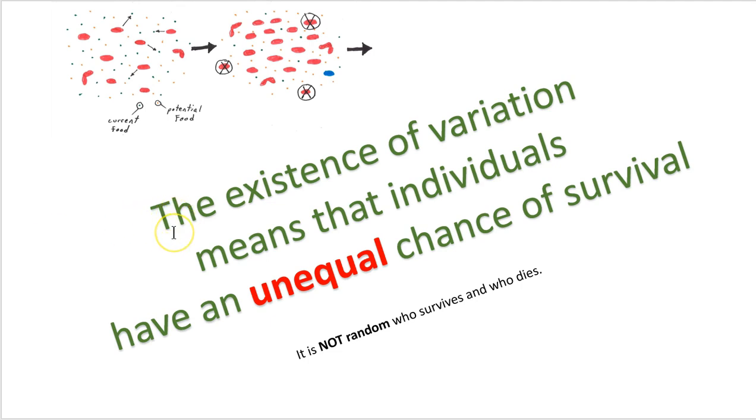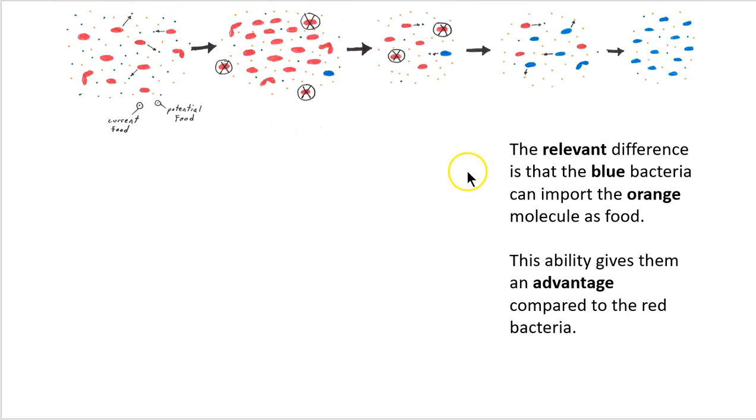So the existence of variation means that individuals have an unequal chance of survival. It's not random who survives and who dies. The relevant difference is that the blue bacteria can import the orange molecule as food. This ability gives them an advantage compared to the red bacteria.